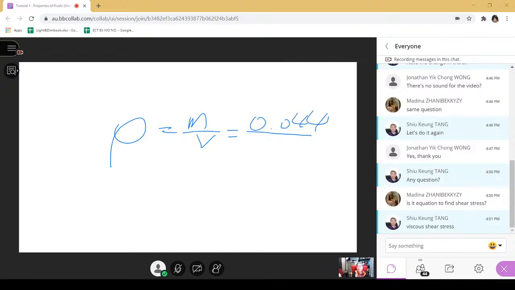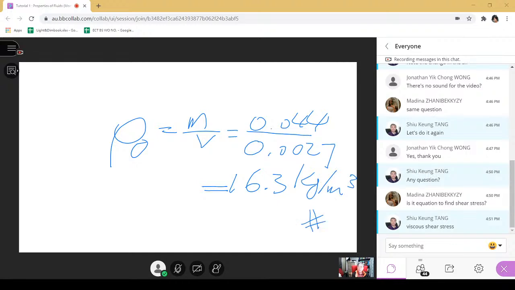Now remember, we convert everything into SI units before we do the calculation. Otherwise, you will get a wrong answer. Okay, kilogram, right? The volume is this really small number, and the density is about 16.3 kilogram per cubic meter. Okay, and the work is done.